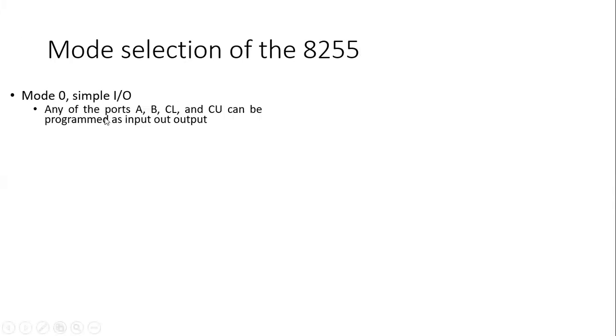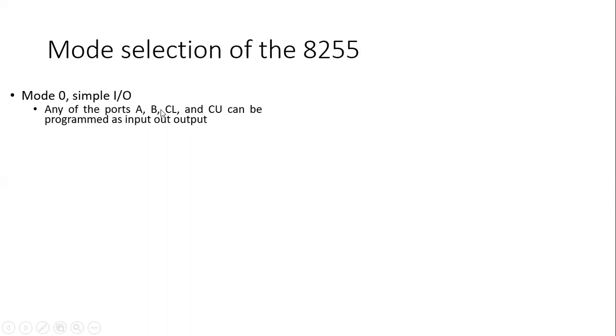Now, the 8255 is a programmable peripheral device, so it supports various modes as well. So what are the modes of operation of 8255? The first mode is called mode 0. Mode 0 is called simple in-out mode. As the name suggests, it is basically used for input and output purposes.